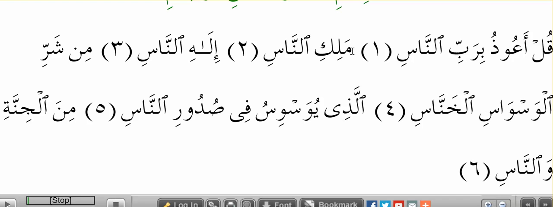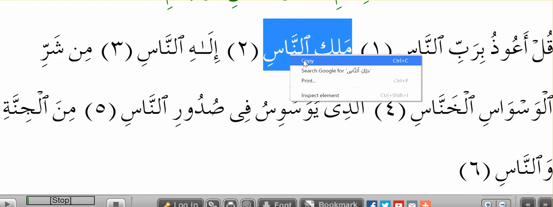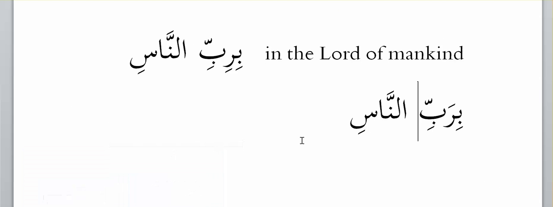We have another example here, Malikin Nas. I'm going to copy that, go to our Word document, and we'll paste that.